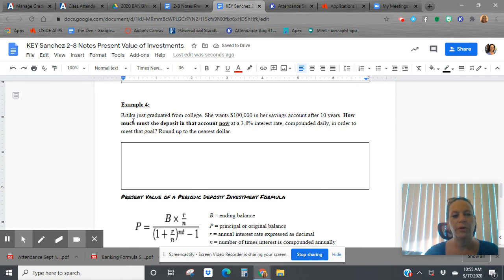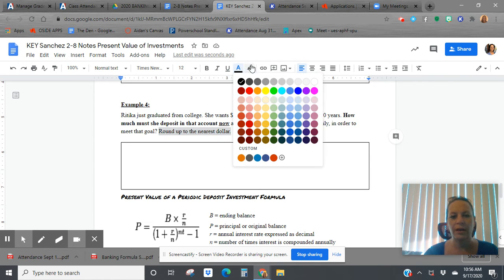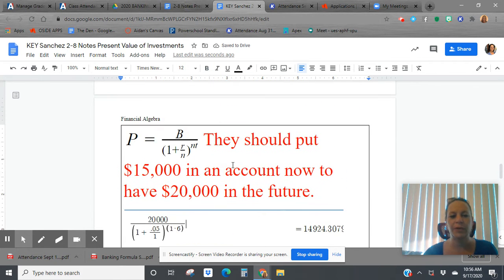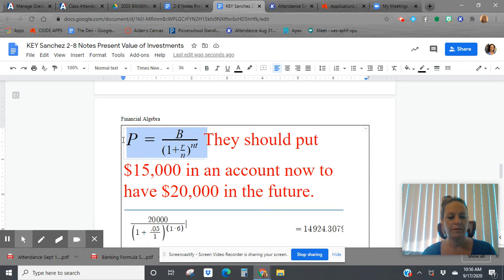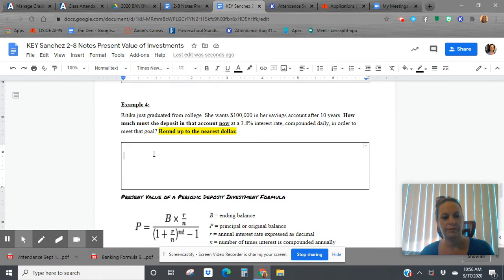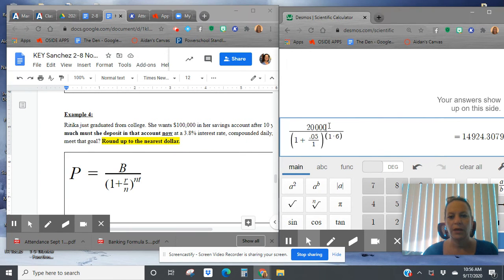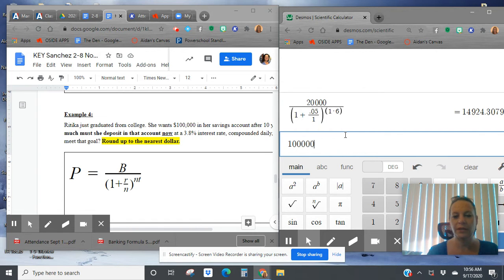So in example 4, Ritika just graduated from college. She wants $100,000 in her savings account after 10 years. How much must she deposit in that account now at a 3.8% interest rate compounded daily in order to meet that goal? Again, we're rounding up to the nearest dollar, so be careful with these different directions on how we should round. Okay, so again, this is the same formula here, and we're going to plug into Desmos.